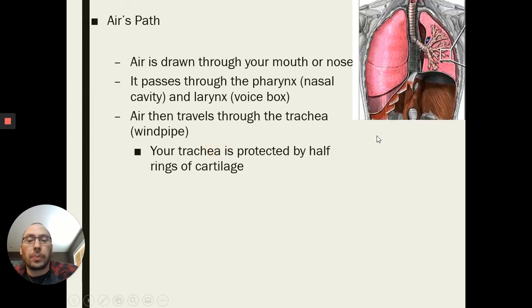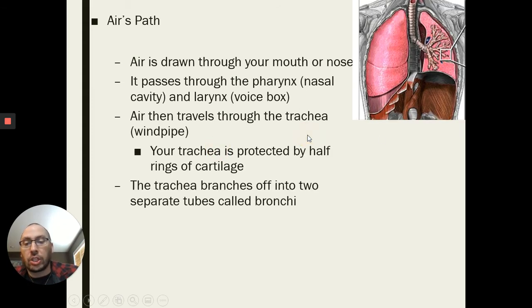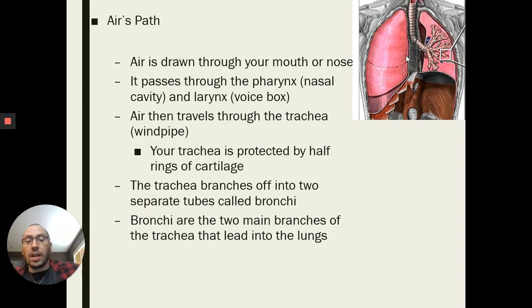Your trachea is protected by half rings of cartilage. And the trachea, like I said earlier in that other video, branches off into two separate tubes called the bronchi. Right here are our two top tubes branching off. One goes into one lung, one goes into the other one. From there, and I don't have that on my model, unfortunately. Sorry, the bronchi, the two main branches.